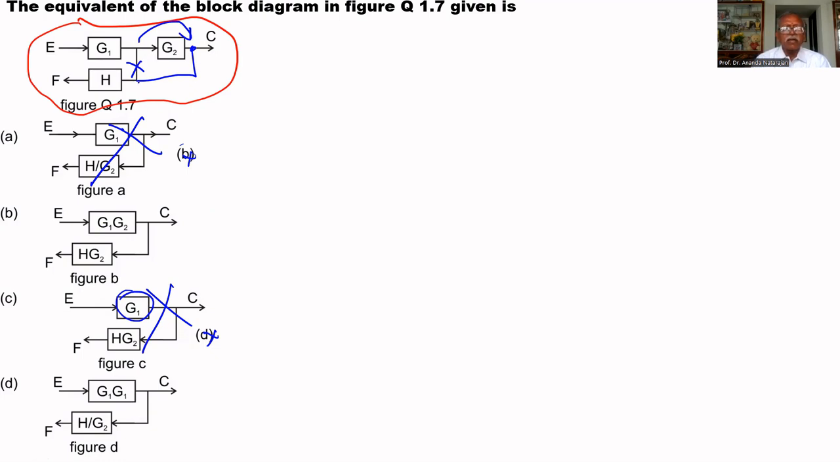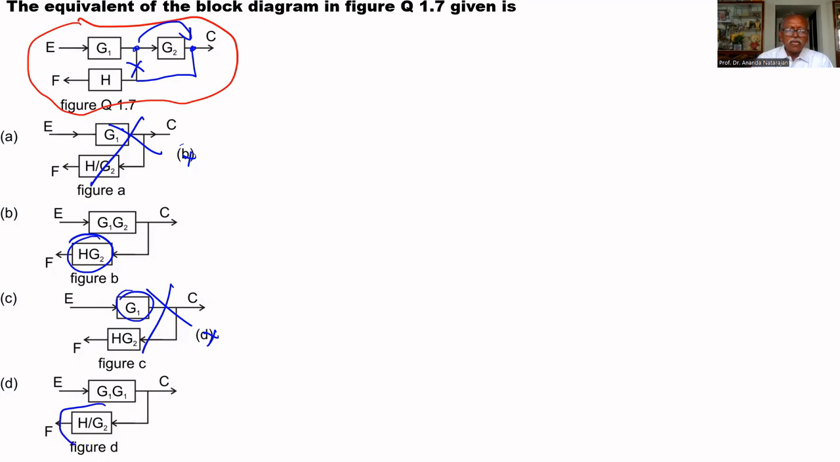Forward path is correct. In the feedback path, if you take the takeoff point before G2, G2 gain is not included in the feedback. But if you move it after G2, the gain of G2 is included. That's why the gain is increased. That much gain should be attenuated. Attenuation means we have to divide. But in B, it is multiplied.